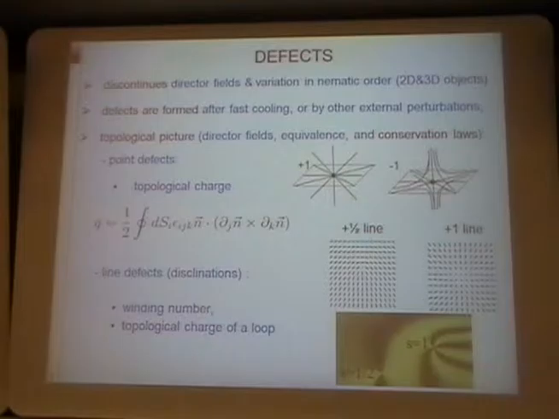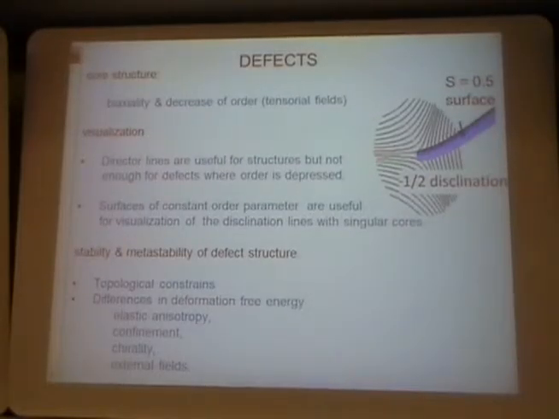One can see later, we will not discuss this, that these lines are unstable: they decay either into 1/2 lines or they become non-singular in the third dimension. So important here is the winding number, which here is 1/2 or 1, and also if we make a loop out of our defect line, then we talk also about the topological charge of the loop, which is also an important quantity. And now, how to present these defects in either modeling or in other presentations.